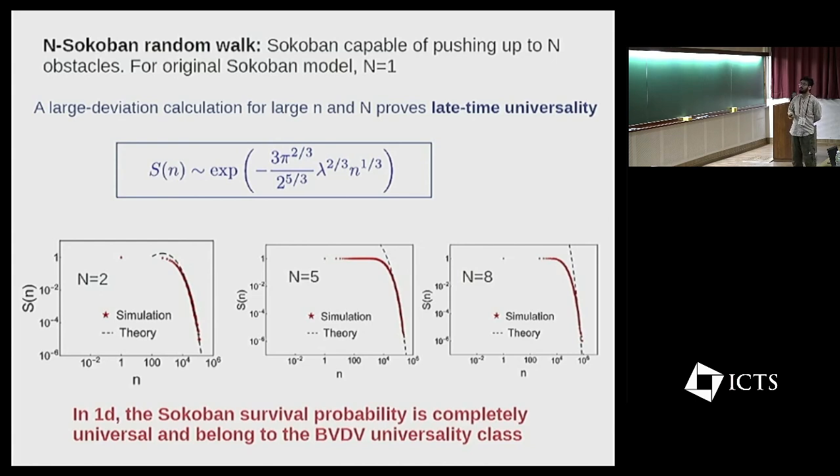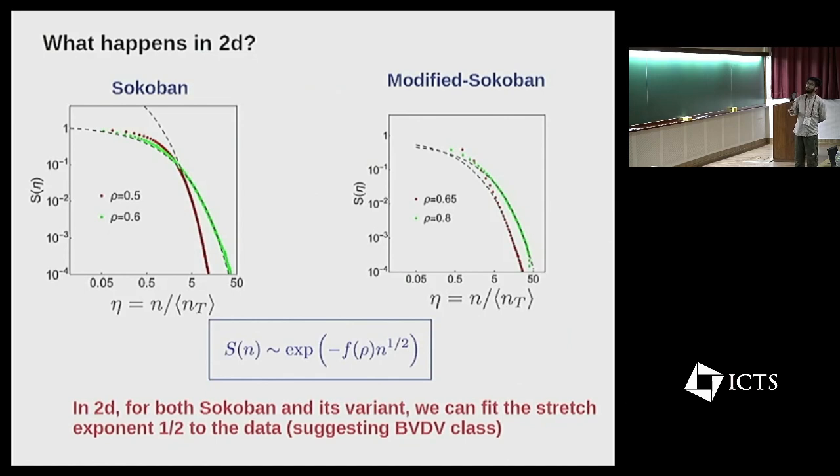So we see that in 1D, the Sokoban survival probability of not getting caged is completely universal, and it belongs to the BVDV universality class. Now, what happens in 2 dimensions? In 2 dimensions, analytical treatment is difficult, so we run many simulations of Sokoban, and even here, through a fitting procedure, we see that it's possible to fit this particular formula with some F-rho, which we numerically estimate.